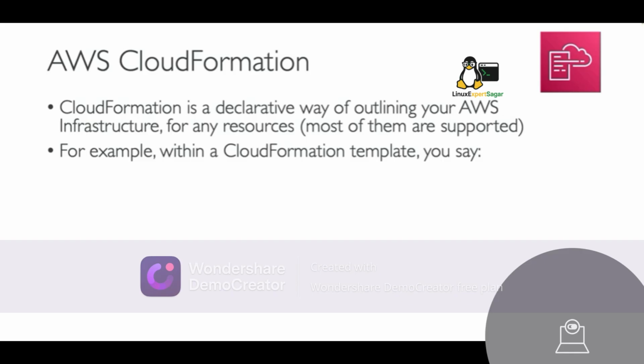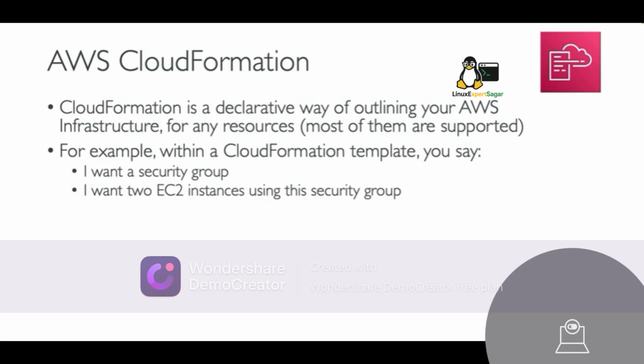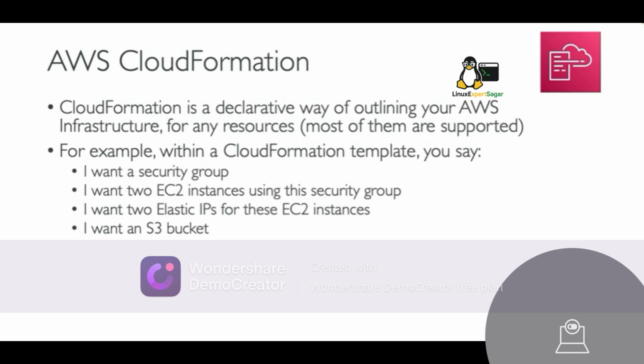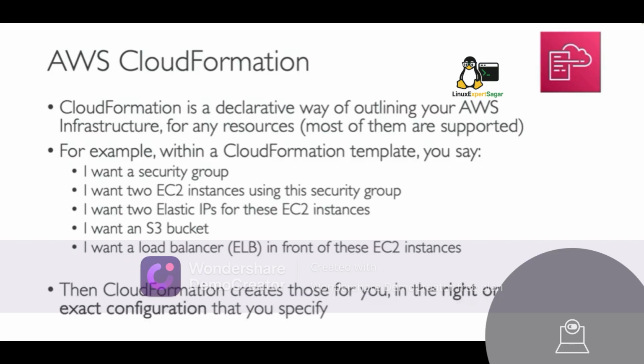For example, in a CloudFormation template, you're going to say, I want a security group. I want two EC2 instances that are going to be using the security group. I want elastic IPs for these EC2 instances. I want an S3 bucket. I want a load balancer in front of these EC2 instances. And then by declaring what you want, by just saying, hey, all these things should exist and they should be linked together, automatically CloudFormation will create them for you in the right order with the exact configuration that you specify.